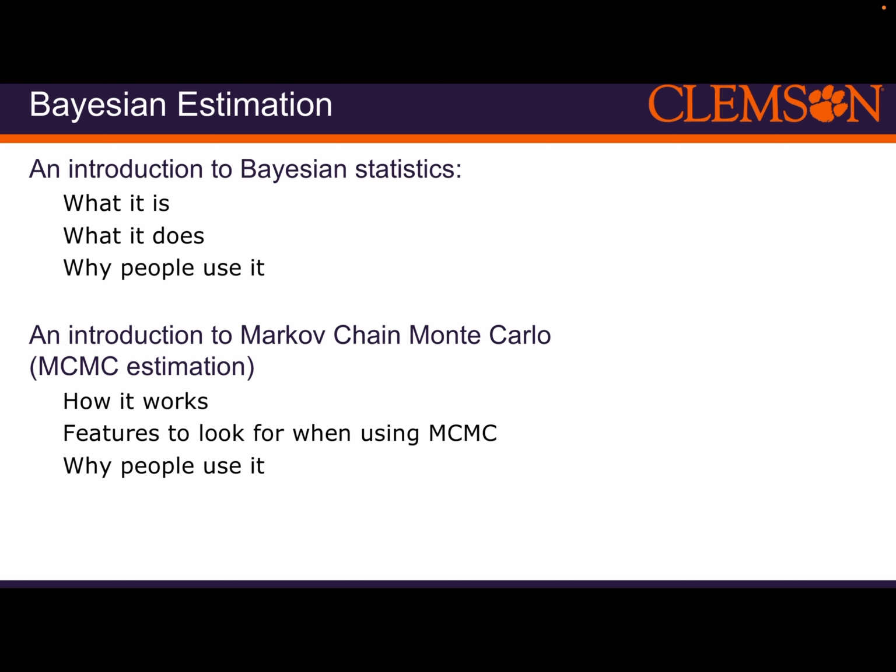So we'll describe what Bayesian statistics is, what it does, how and why people use it. And we'll also cover a little bit of Markov chain Monte Carlo, or MCMC estimation, which is often the estimation method that we use to implement Bayesian statistical methods. All right, let's dive in.